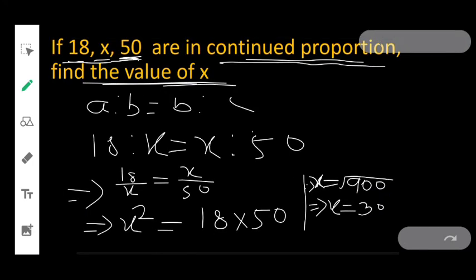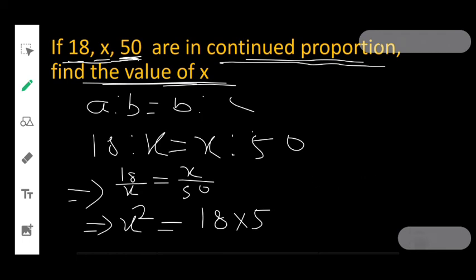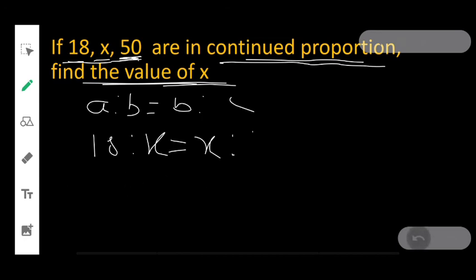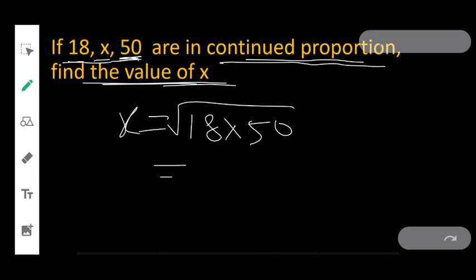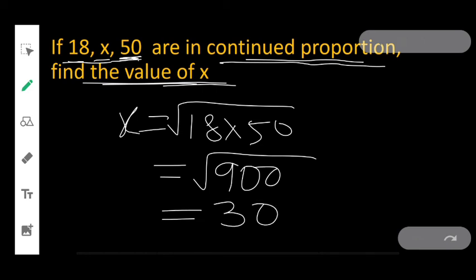Or you can solve this one as we have to find x, that is the middle term, and the formula for the middle term is root over of AC. So x equals root over of 18 into 50. 18 into 50 is 900. Root over of 900 is 30. That is the value of x.